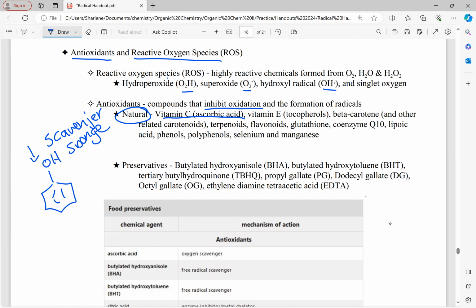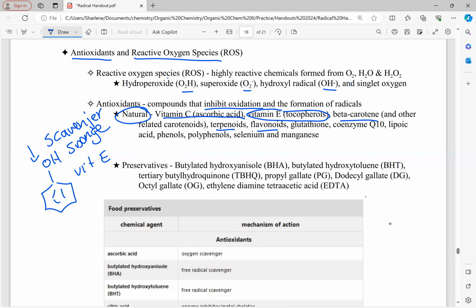So vitamin C, yep, get your vitamin Cs. Okay, vitamin E, the tocopherols, they have nice phenols in them, beta carotenes and other carotenoids, some terpenoids, some flavonoids. Wow, it just keeps going and going. There are a lot of ways that nature tries to limit radical reactions.